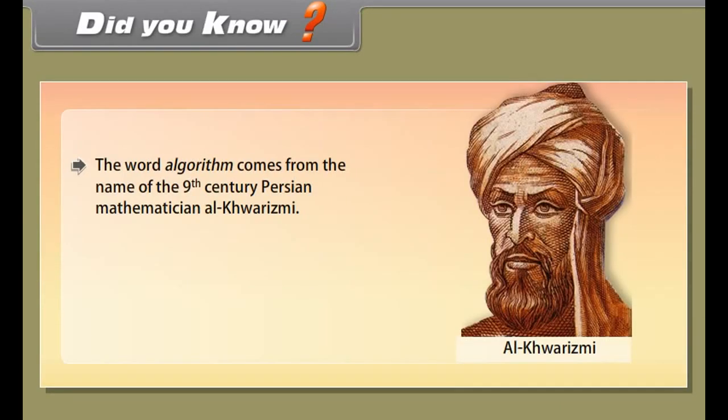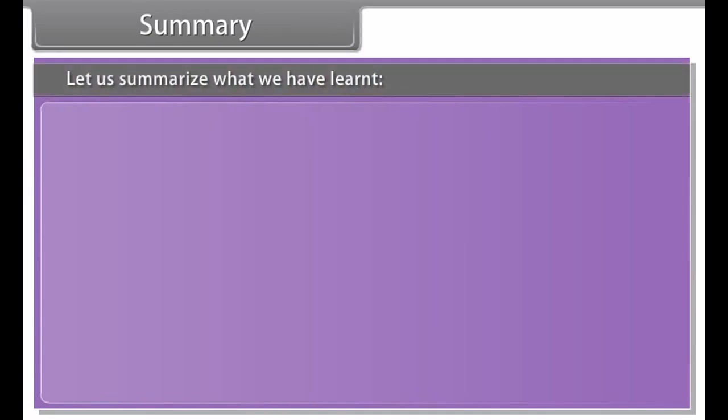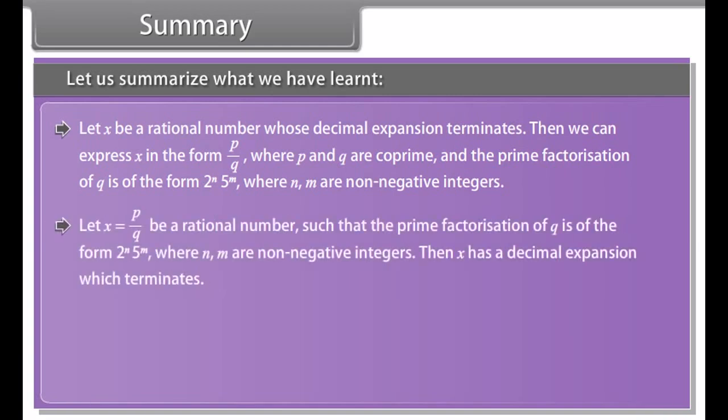Let us solve an example. Without actually performing the long division, state whether the following rational number will have a terminating decimal expansion or a non-terminating repeating decimal expansion: 13 upon 3125. We can write 13 upon 3125 as 13 upon 5 raised to the power 5. Here q is 5 raised to the power 5, which is of the form 2 raised to the power n, 5 raised to the power m, with n equal to 0, m equal to 5. So the rational number 13 upon 3125 has a terminating decimal expansion.